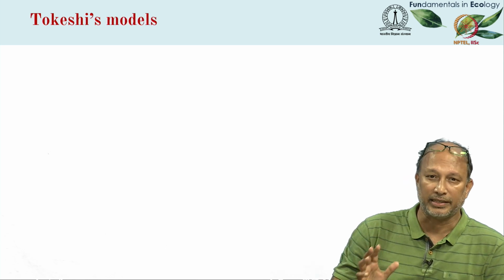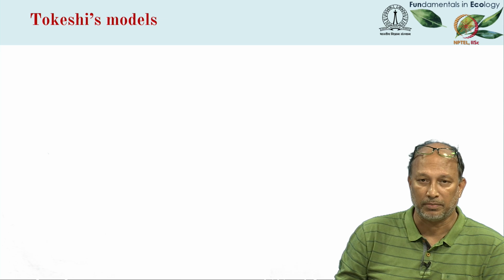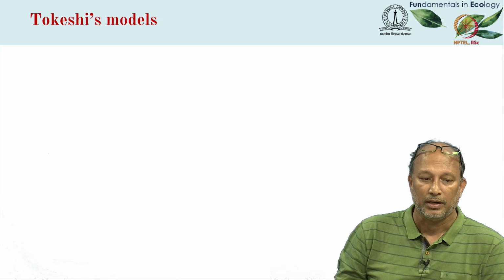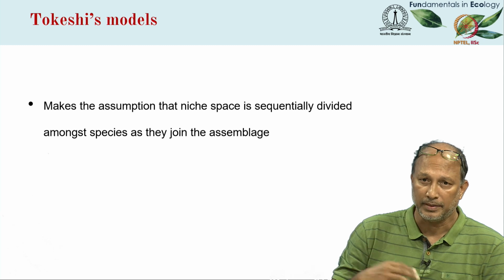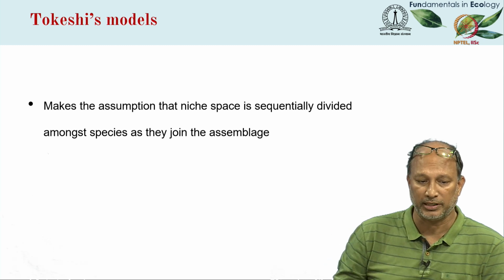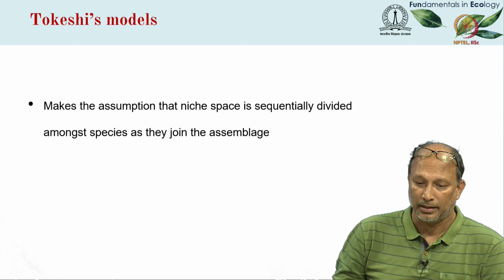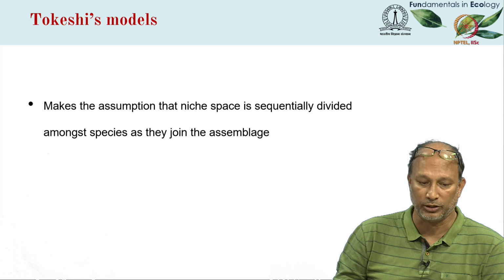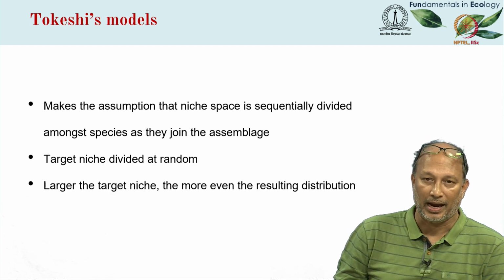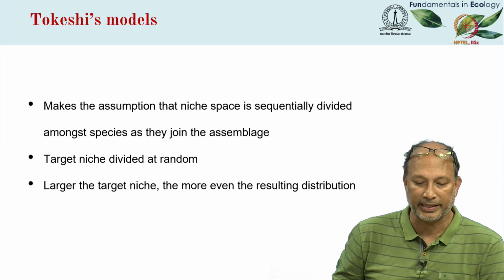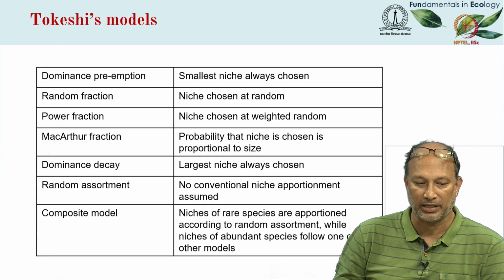These are sort of the classic niche models that were proposed. Tokeshi, as we saw before, came up with a number of different models based on the assumption that niche space is sequentially divided among species as they join. The target is divided at random, and most generically speaking, the larger the target niche, the more even the resulting distribution.